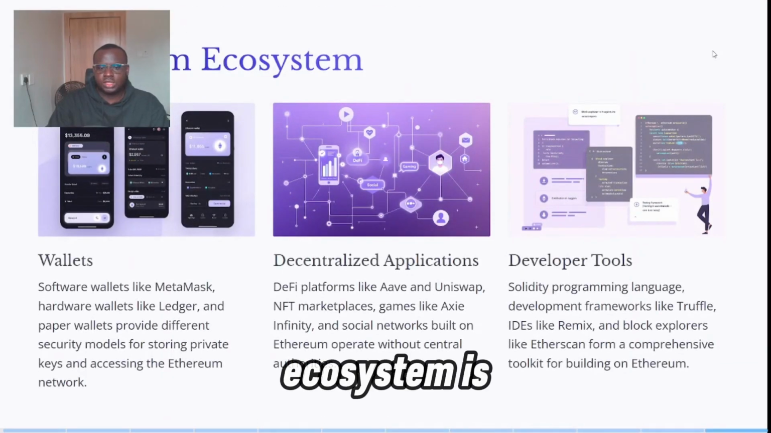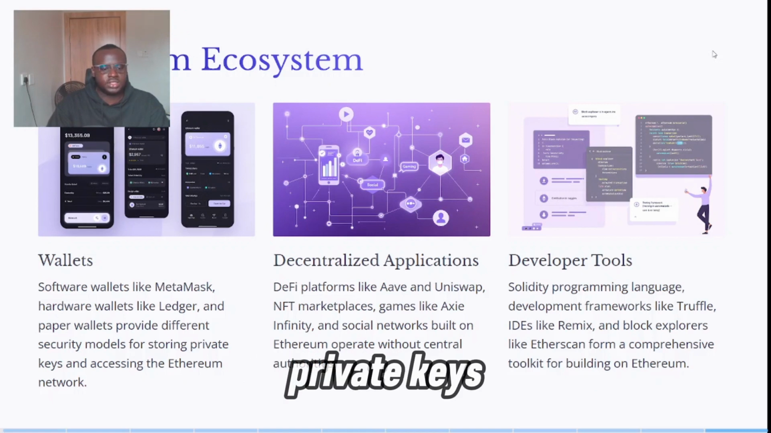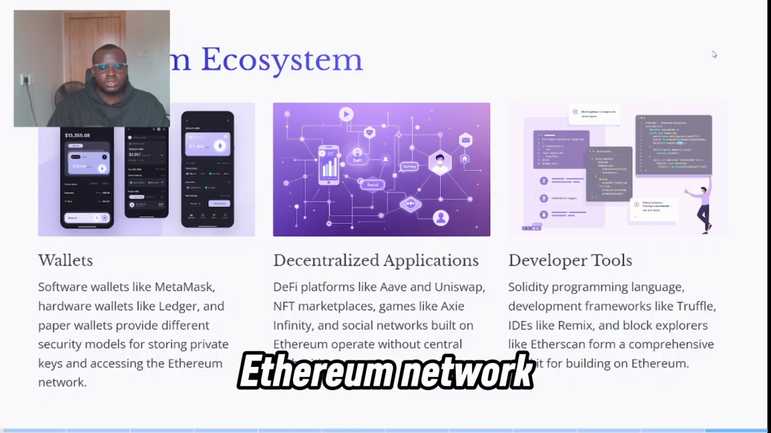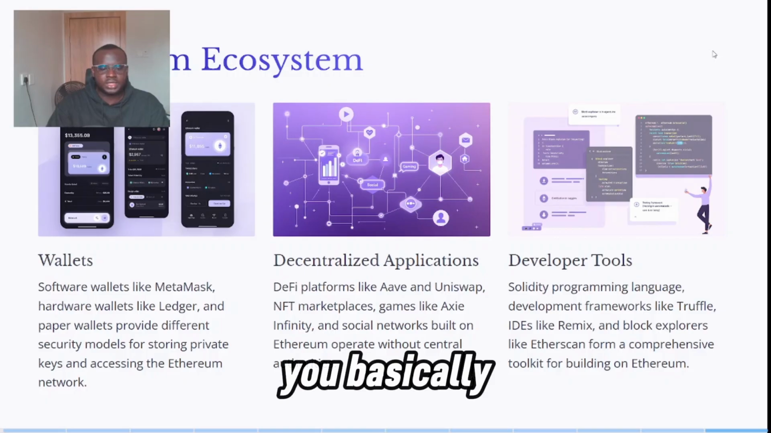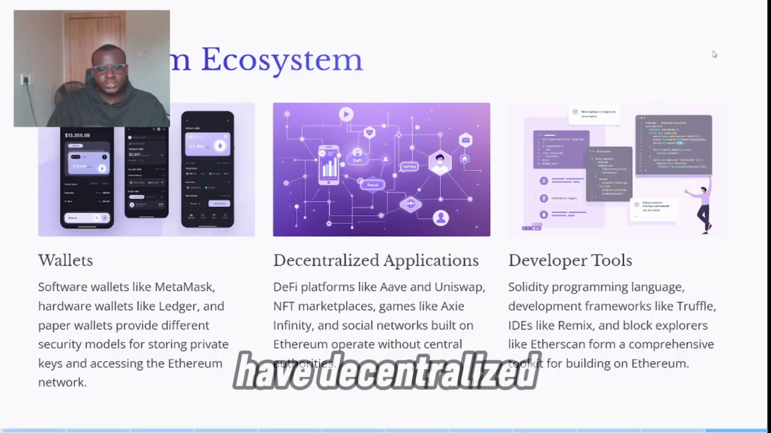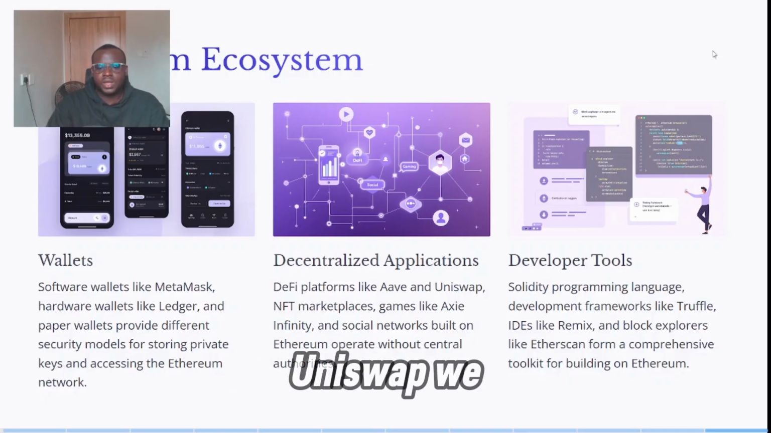So the Ethereum ecosystem is composed of a couple of things: developer tools, wallets, and dApps. We have software wallets like MetaMask, hardware wallets like Ledger, and also paper wallets that provide different security models for storing private keys and accessing the Ethereum network. Without a wallet, you cannot access the Ethereum network or interact with it. We also have decentralized applications like Aave and Uniswap, NFT marketplaces, and games that have been built on the Ethereum ecosystem.